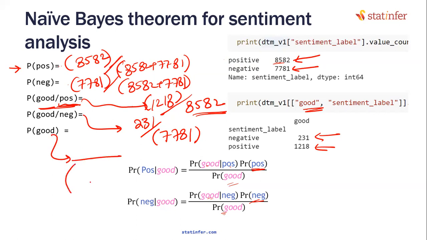Overall good. Doesn't matter positive or negative. Overall good. What is the probability of overall good? Denominator will be what? 1218 plus 231. Okay. Numerator?